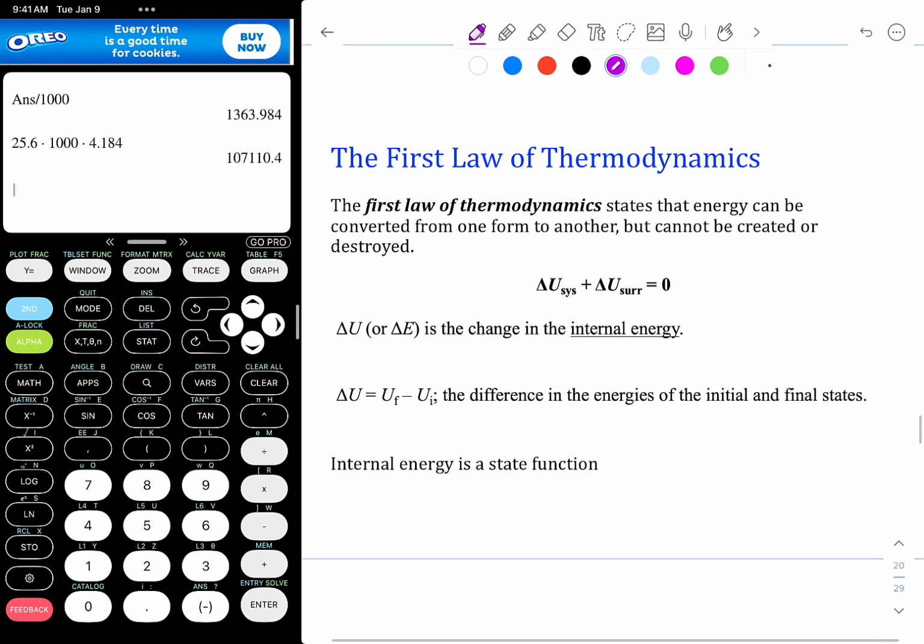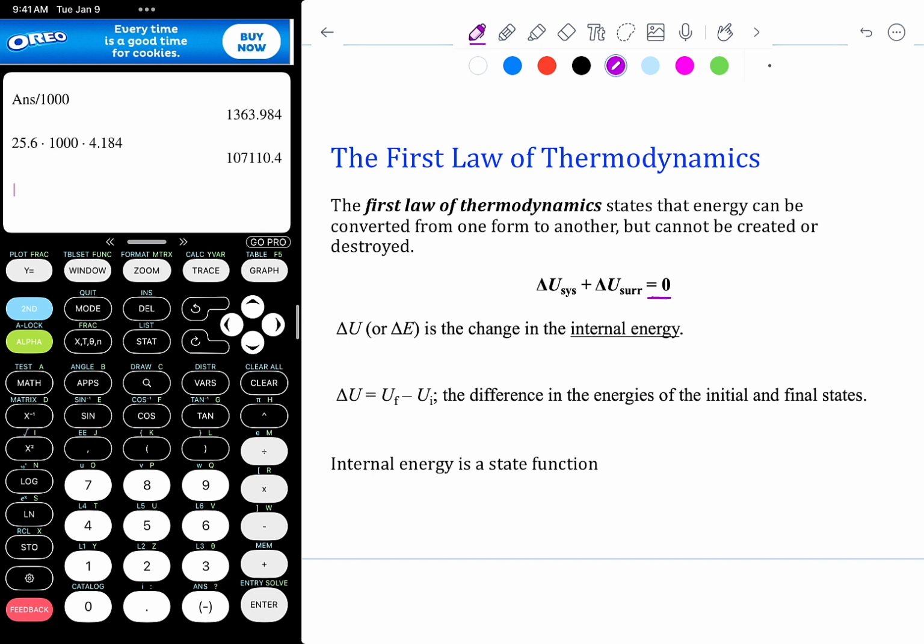So with thermodynamics comes some laws. Now we'll talk about all of the laws of thermodynamics in a future chapter, but the first one is what pertains to what we are discussing right now with heat. So the first law of thermodynamics states that energy can be converted from one form to another, but cannot be created or destroyed. Very similar to the law of conservation of energy. So here we express the first law of thermodynamics as delta U of the system plus delta U of the surroundings has to equal 0. It always has to equal 0 because there cannot be any change in the overall energy of the universe.